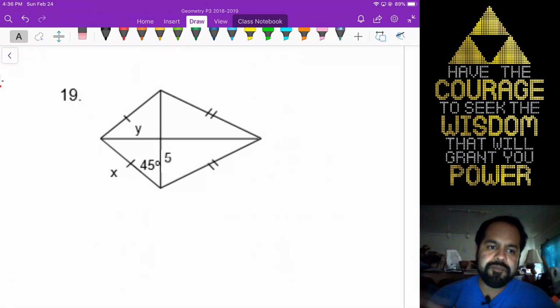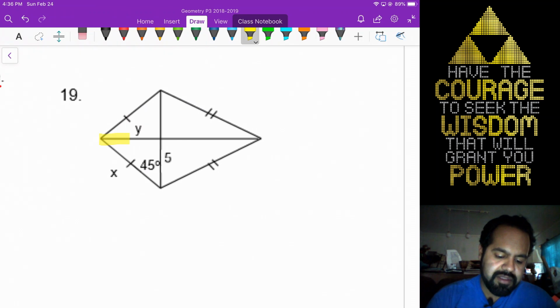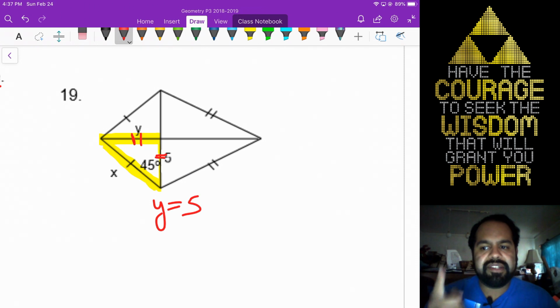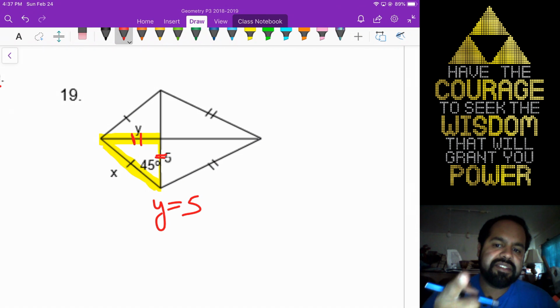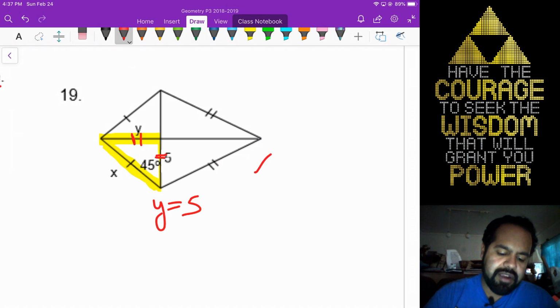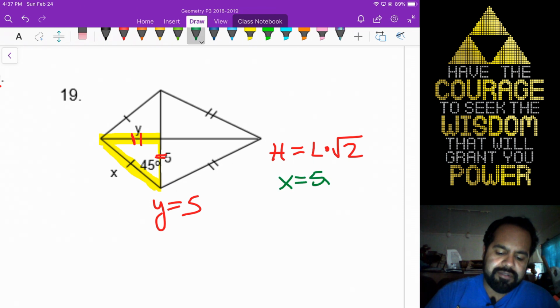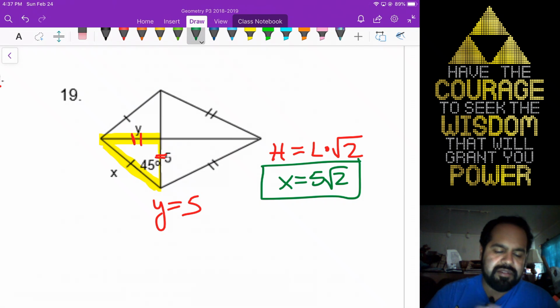So for 19, we again have what appears to be a special right triangle there. So that means that our legs are going to be congruent. So that means that y equals 5. No assembly required. Batteries not included. However, we are going to need to solve for x. So x is our hypotenuse. And in a 45, 45, 90, the hypotenuse is equal to the leg times rad 2. So x is just going to equal 5 rad 2. Literally minimal work needed.